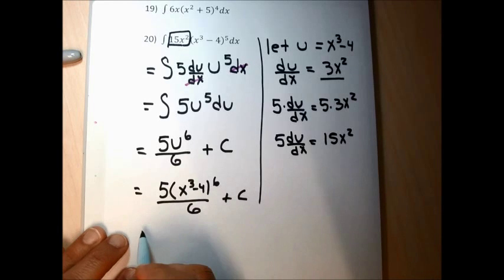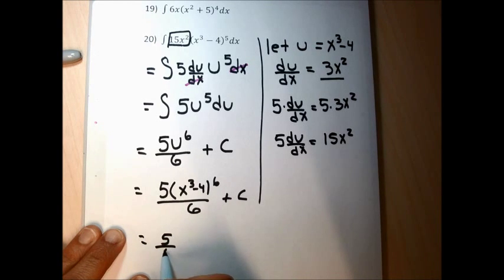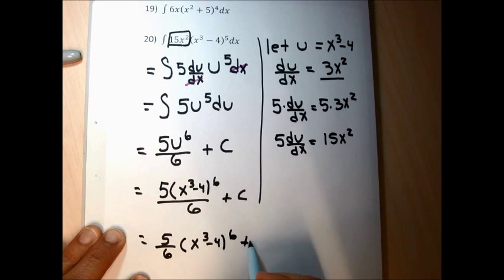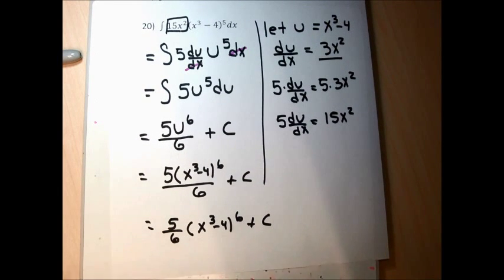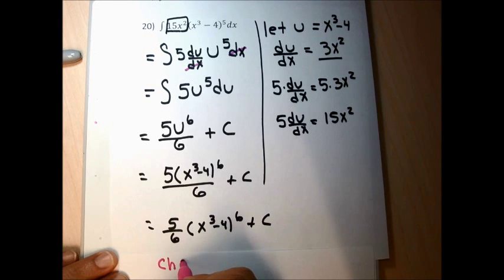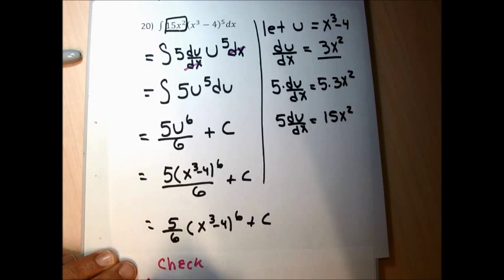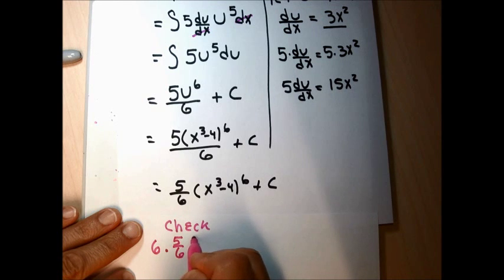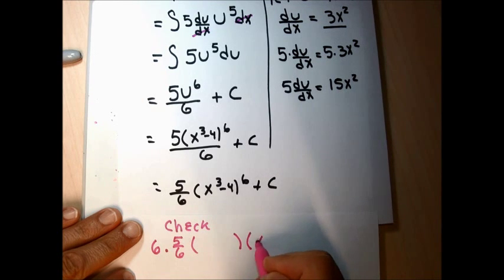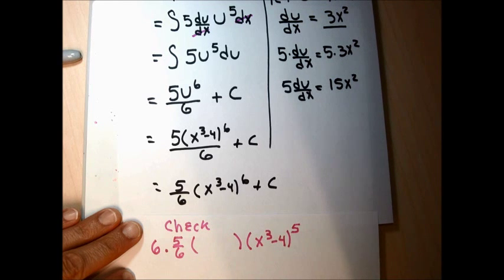The alternative would be to make this 5/6 times x cubed minus 4 to the 6th plus c. Let me just check this, and I'll check this version. And how I check is I take the derivative of my answer. How do I take the derivative of this? So this is the checking part, and it's optional. I bring the 6 out front. I multiply it by the 5/6. I leave myself some room, and then I take the original parentheses, lower the exponent by 1. Where I left myself room, I write the derivative of what's inside the parentheses.